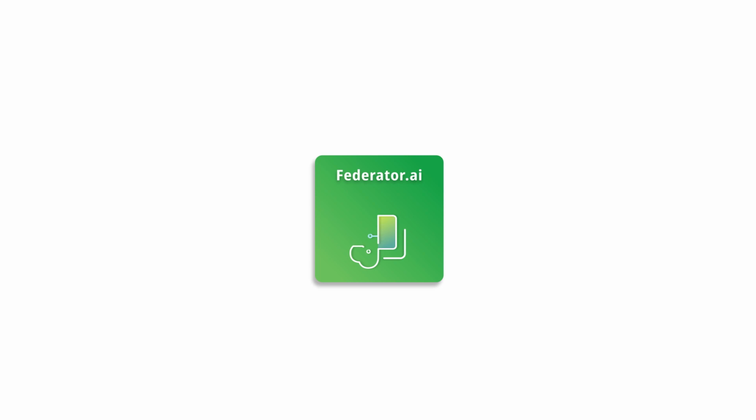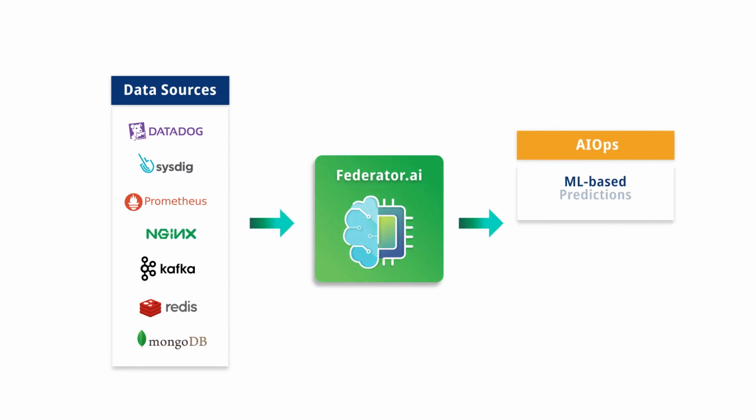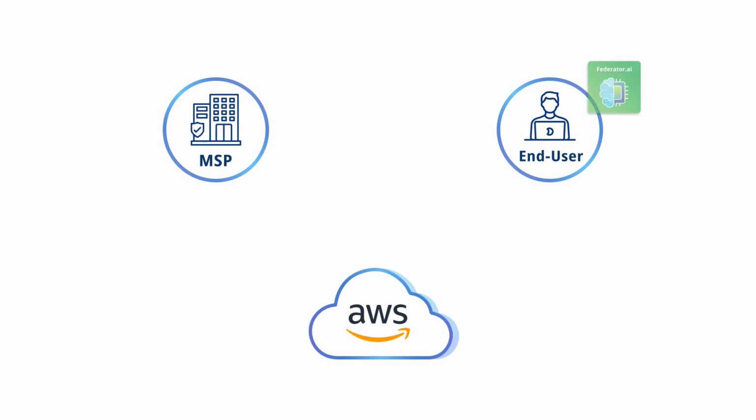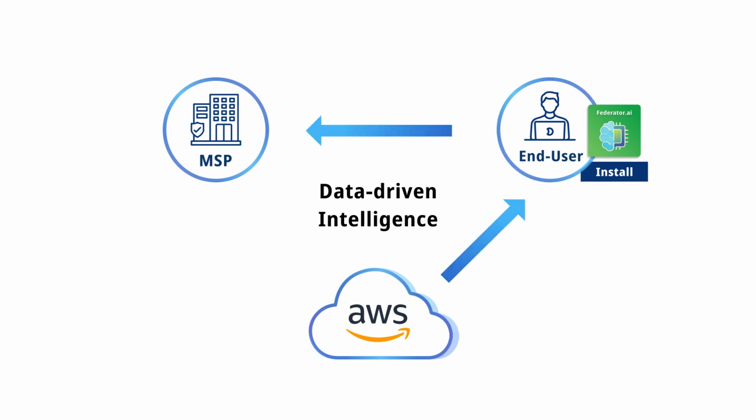ProphetStor's Federator.ai is the tool MSP needs for this purpose. Federator.ai is an AI and machine learning-based solution. It integrates with the existing monitoring services and adds values to the collected operation metadata to proactively resolve operation resource issues before they become problems. Once Federator.ai is installed, its actionable intelligence not only benefits operation for the end user, but also helps formulate sales strategies for MSP, making it a win-win solution for both.